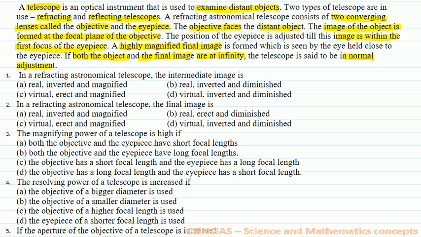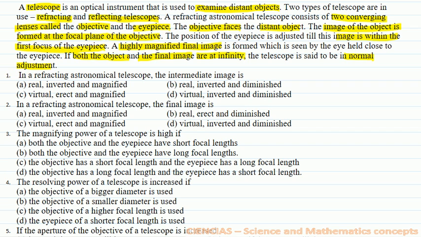Now here in this paragraph, we have given a telescope and there are two types of telescopes. One is refracting type and another is reflecting type. In refracting astronomical telescope, we are having two converging lenses. One is called objective and another is called eyepiece. The object is on the face of the objective lens and it is a very far away object. The telescope is used to see the objects which are very far away, and the image of object is formed at the focal plane of the objective, and the final image is formed by the eye lens within the first focus of the eyepiece.